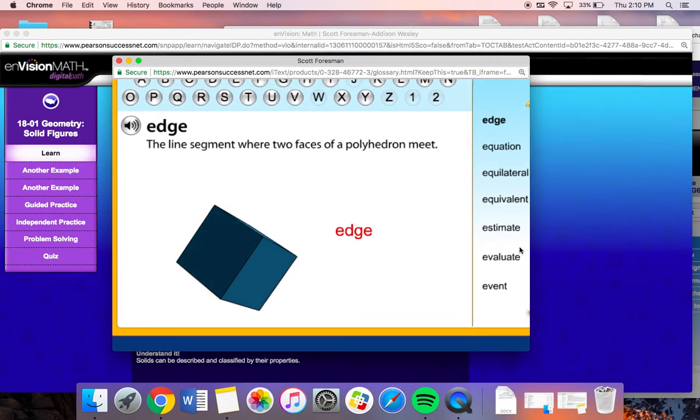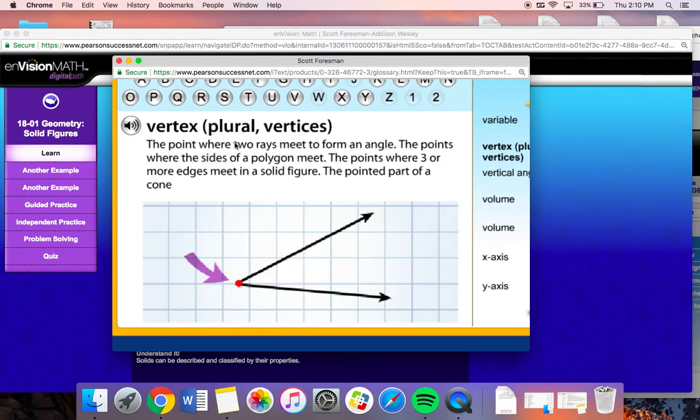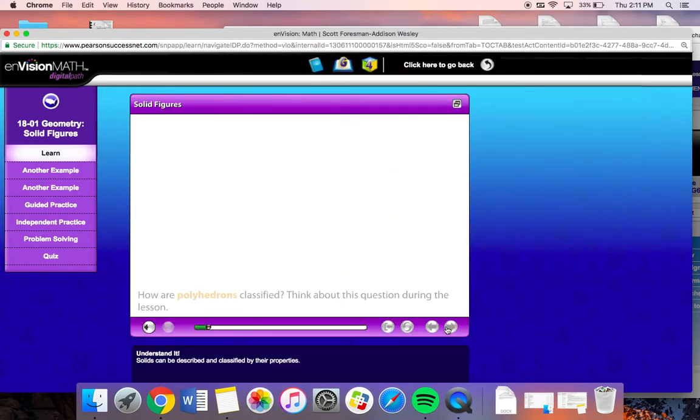And the last one for now is vertex. Now, if I'm saying there's multiple or more than one vertex, we're going to use the word vertices, which you should also write in your notes. But this is a point where two rays or two line segments form an angle and they meet. The points where the sides of a polygon meet, or the points where three or more edges meet in a solid figure. It is also known as the pointed part of a cone, which is one of the shapes that we'll talk about today. So let's go to the example.